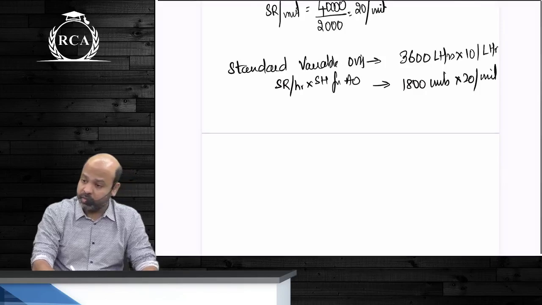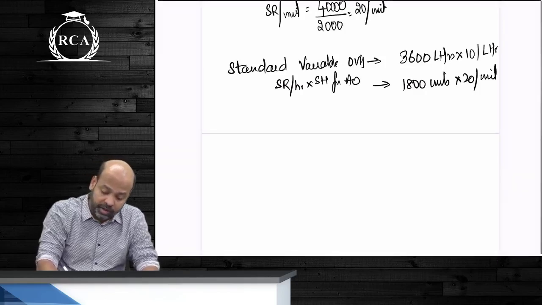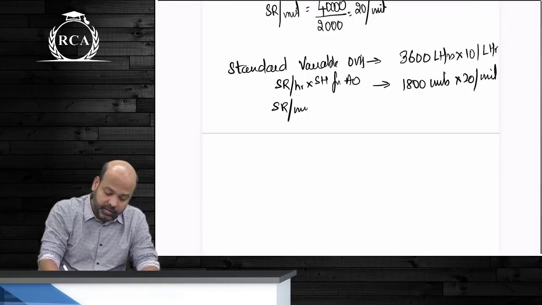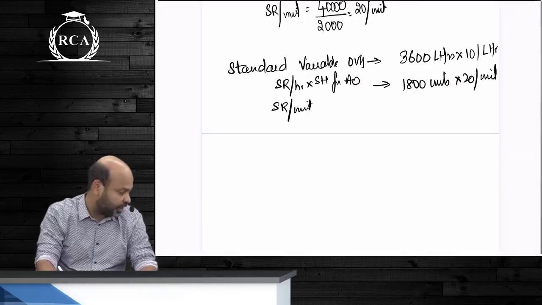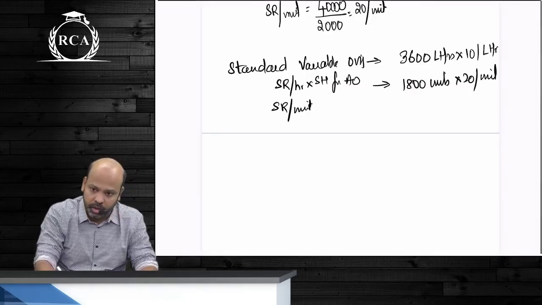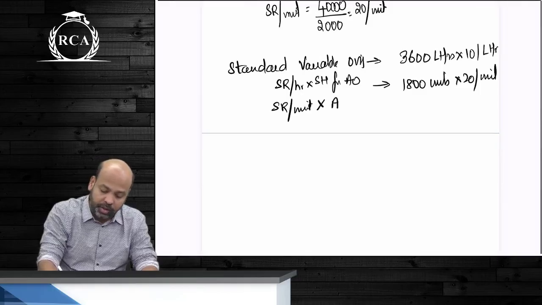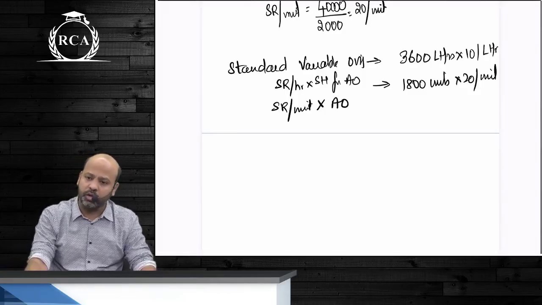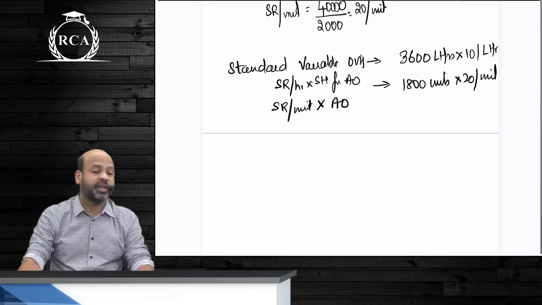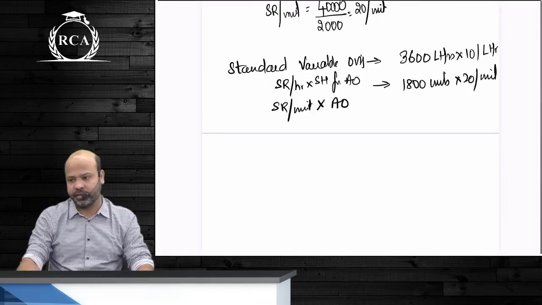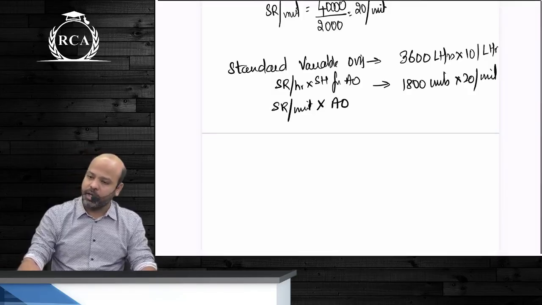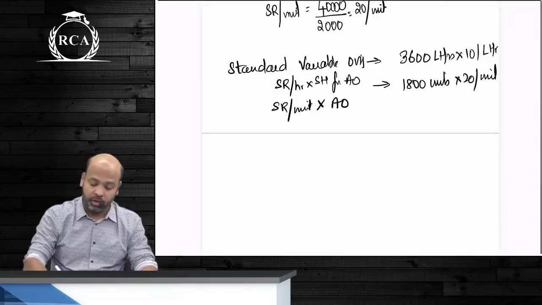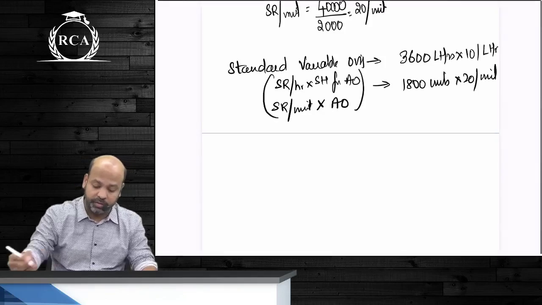Any doubt in this? So standard variable overheads can either be written as standard rate per hour into standard hours for actual output, or standard rate per unit into actual output. I did not use this anywhere else, but it is very common under overheads. They might not give us details of number of hours, but we will still be able to compute standard overheads by multiplying rate per unit with the actual output. Both are the same, there is no difference.